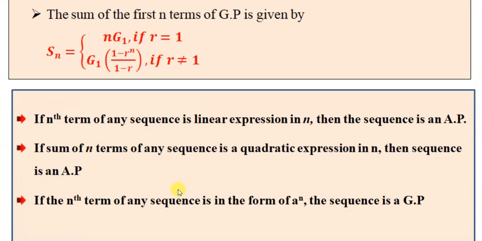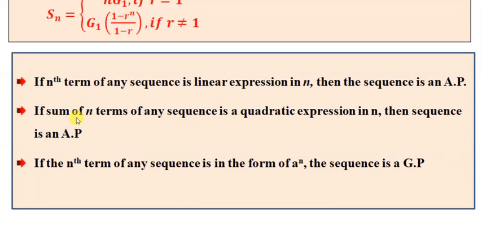The following are very important points regarding arithmetic and geometric sequences. To know whether a given sequence is arithmetic or geometric, let us see these very important remarks. If the nth term of any sequence is a linear expression in n, then the sequence is an arithmetic progression. If the sum of n terms of any sequence is a quadratic expression in n, then the sequence is an arithmetic progression. But what do you mean by a linear expression in n?